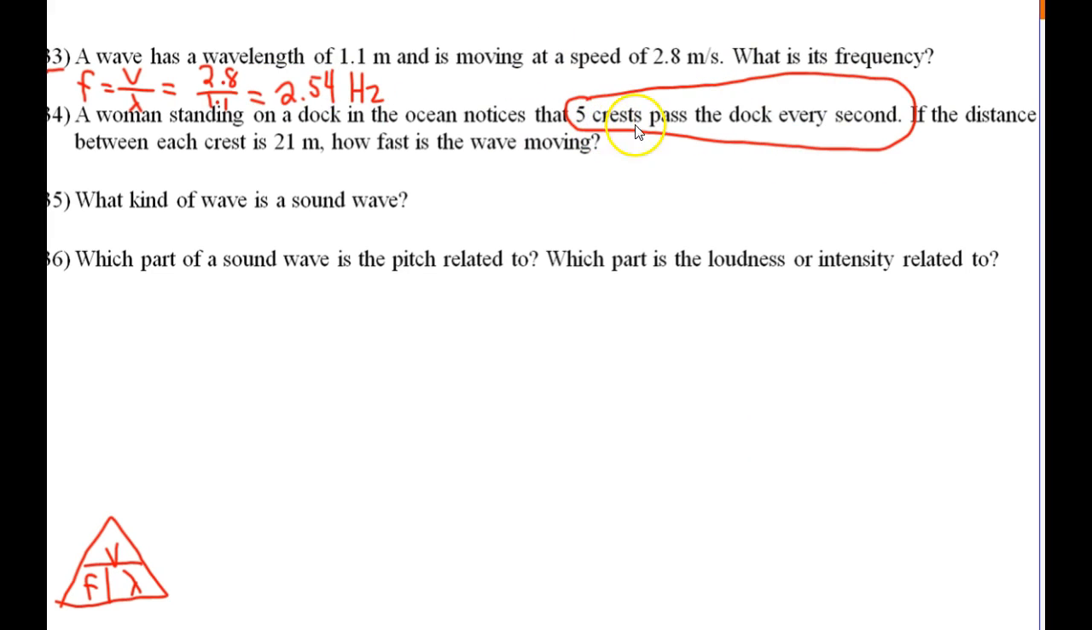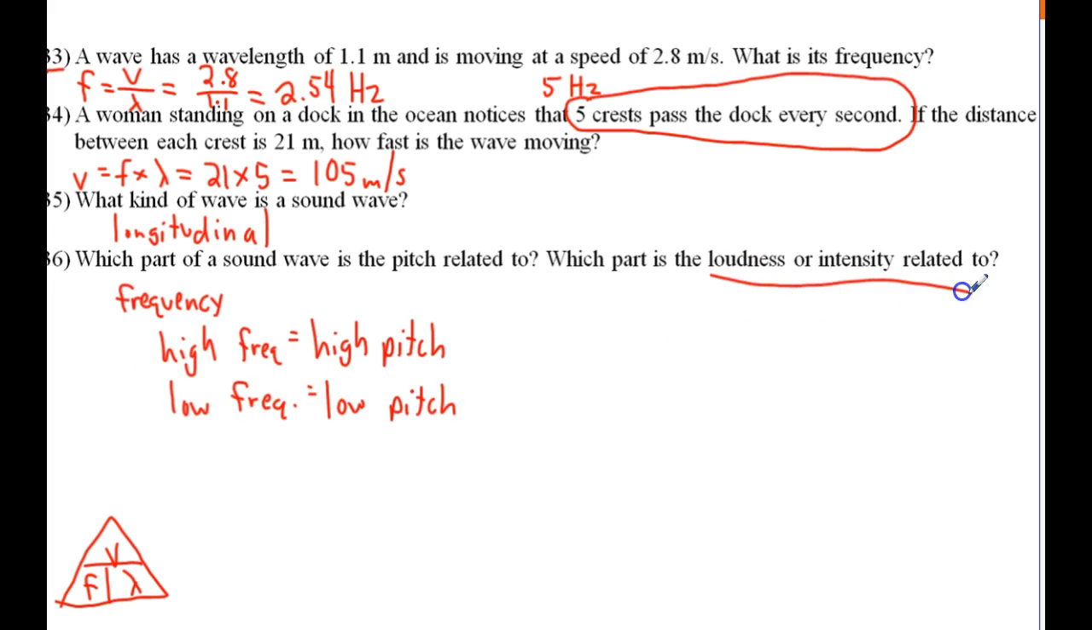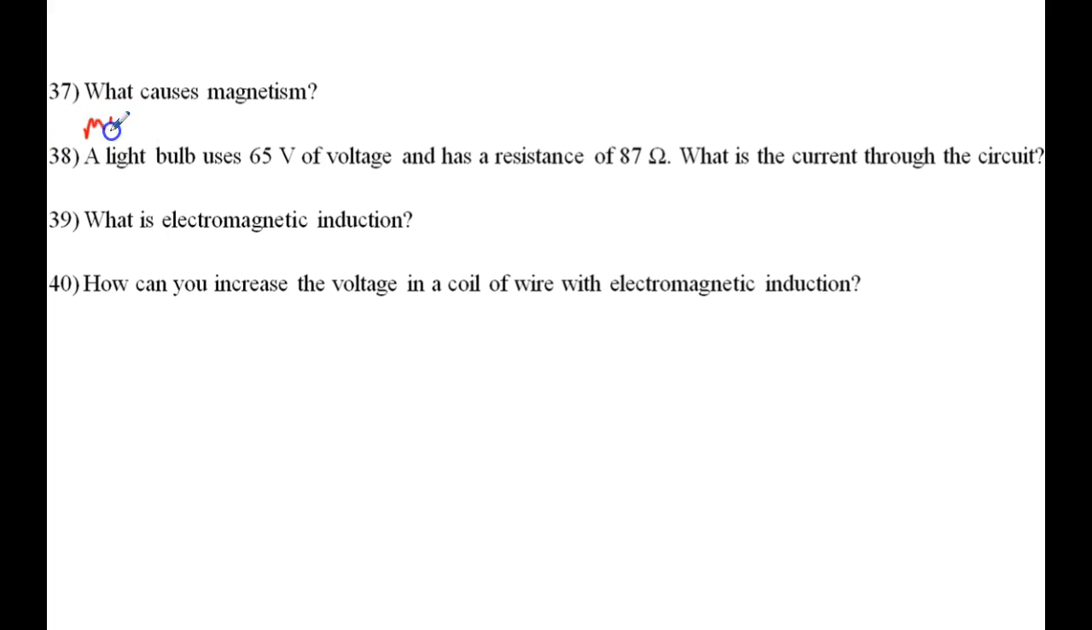Next one here, I'm looking at 5 crests per second. That is a frequency of 5 hertz. What I'm trying to figure out, though, is the speed, which is going to be frequency times wavelength. 21 times 5 gives me 105 meters per second. That's my speed. Sound is a type of longitudinal or compressional wave, and for the sound wave, high frequency is going to be high pitch, low frequency, low pitch. Loudness or intensity is going to be a change in the amplitude of the sound wave.